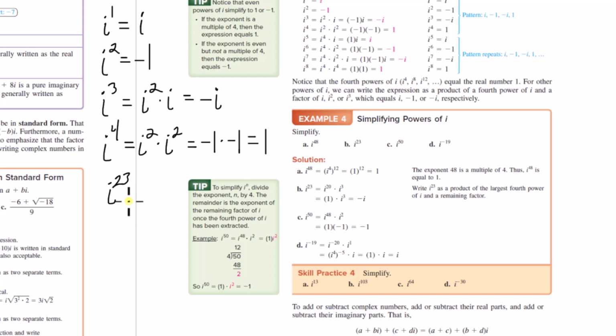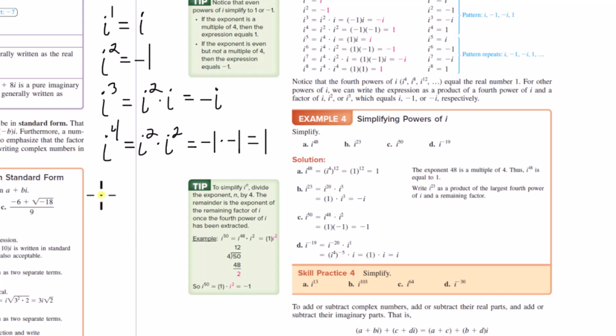Well, we could divide this by 4 and look for the remainder, but we can actually do this in our heads. If we divide 23 by 4, the remainder is going to be 3. We know 4 times 5 is 20, and 4 times 6 is 24. So I to the 20th times I cubed. I to the 20th is 1. What is I cubed? That's negative I.